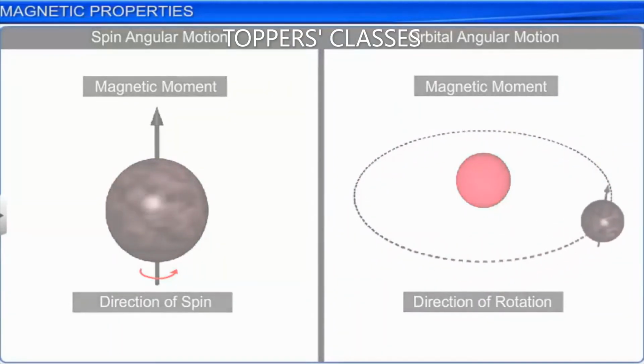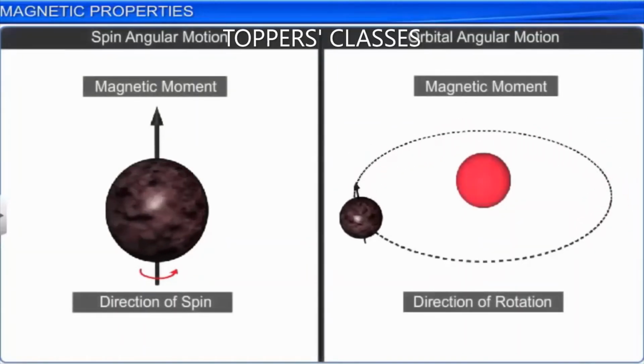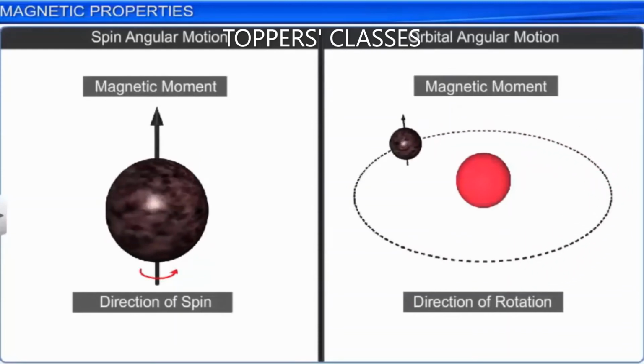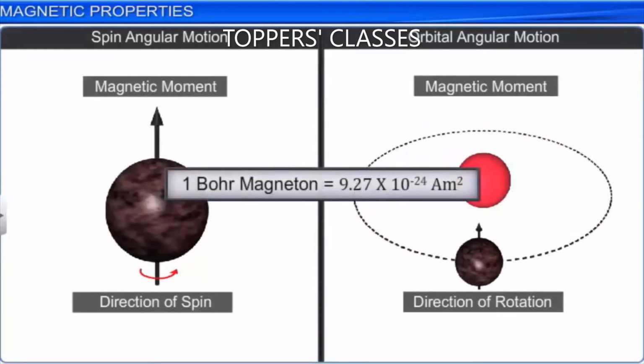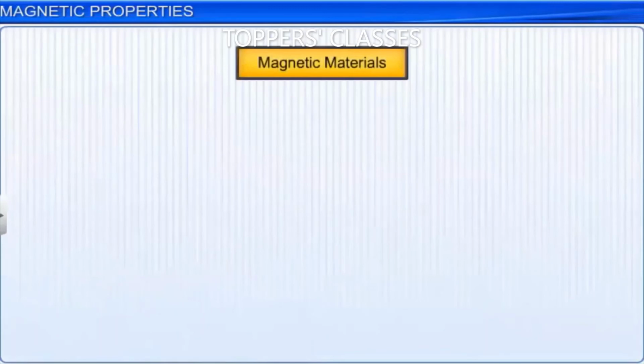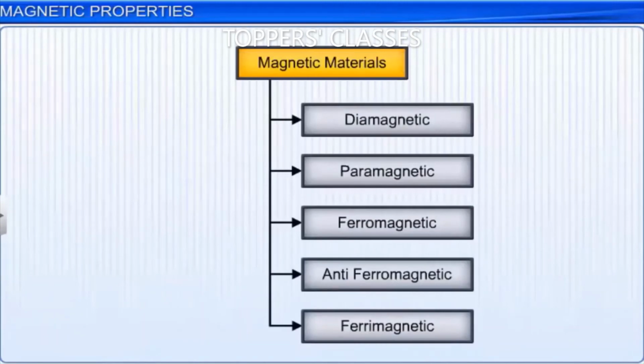Thus, every electron has a permanent spin magnetic moment and an orbital magnetic moment associated with it. The values of magnetic moment are very small and are measured in units called Bohr magneton. 1 Bohr magneton is equal to 9.27 × 10^-24 ampere meter squared. Based on magnetic properties, materials are classified into 5 categories, namely diamagnetic, paramagnetic, ferromagnetic, antiferromagnetic, and ferrimagnetic.